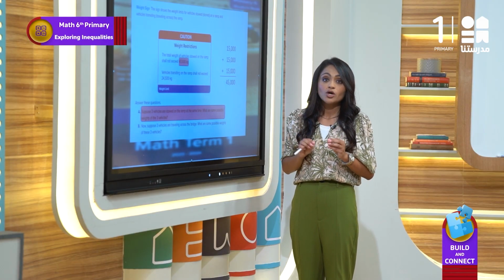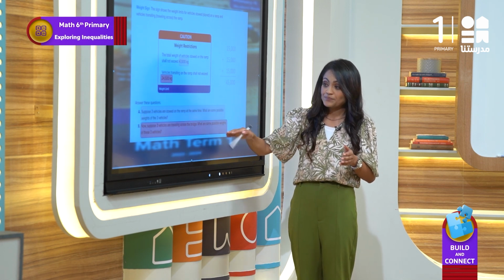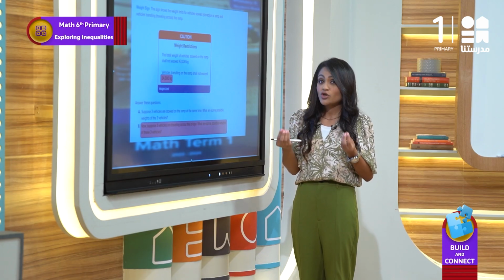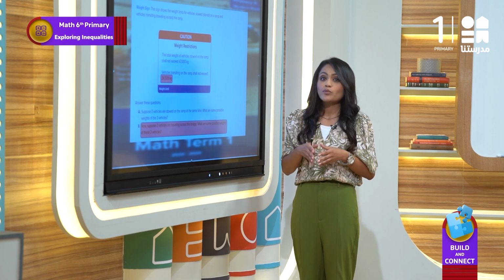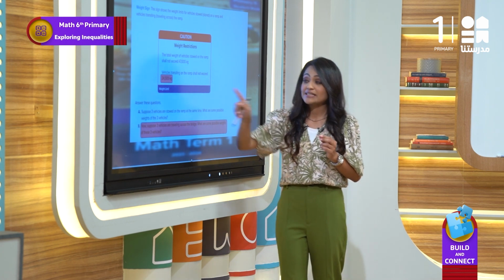In the same way, we're asked in the second problem to list 3 vehicles traveling across the ramp at the same time. It's clear from the problem what our answers will be here. It will be different and correct at the same time, right? What's important is that the total weights we write don't exceed what exactly?